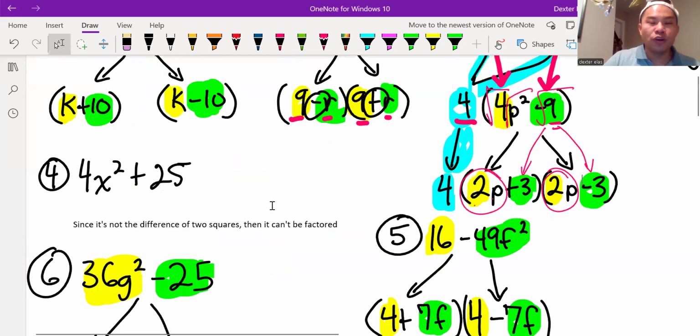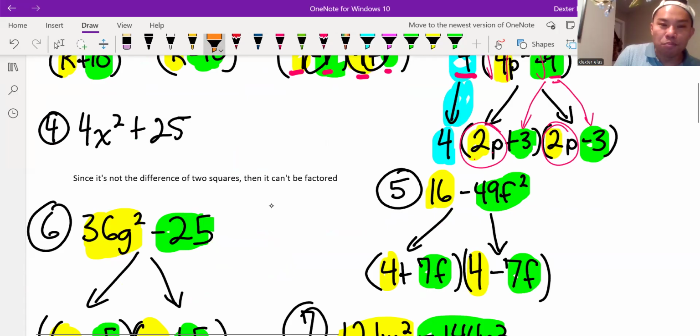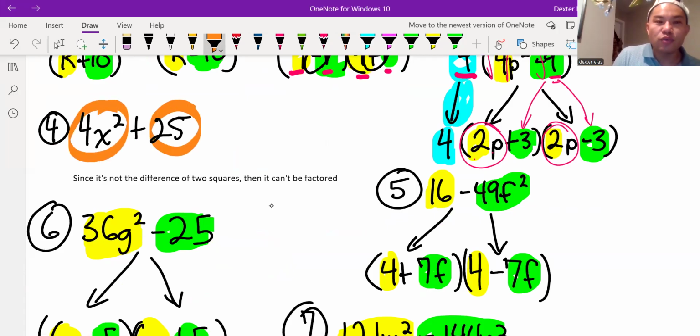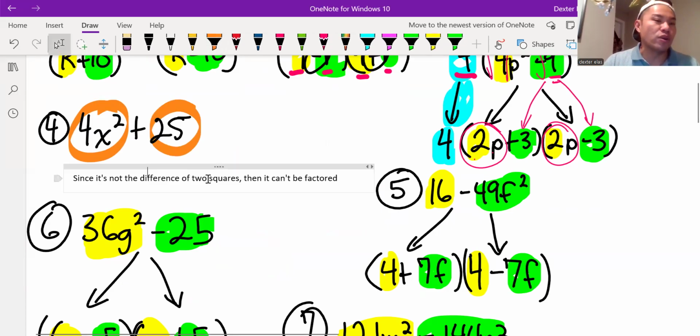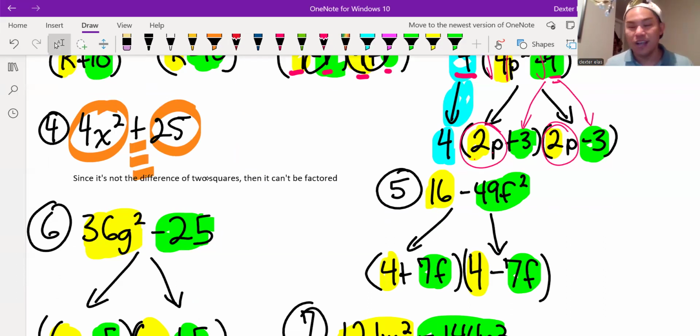Moving on to number 4, there is a thing that they're trying to block you on. We do have a square in 25, so 4x squared and 25 are both squares, but the issue is that we are adding them, and therefore it is history. We can't factor that anymore. But later on, when it's cubes, you can.